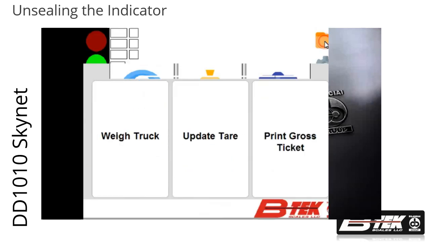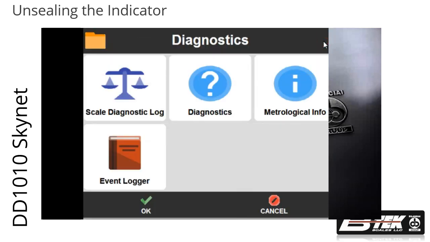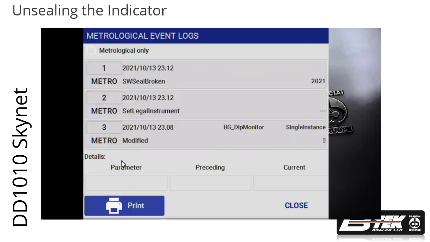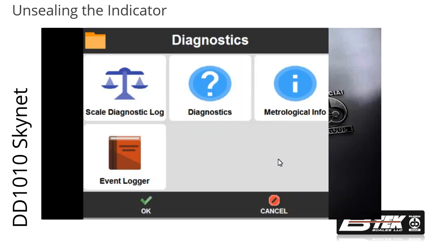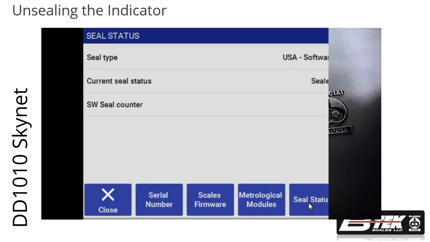We can also exit out to the weigh screen to see the same information. Start by clicking the yellow folder at the top right, Event Logger, and then click the checkbox. You can also click on Metrological Info, Seal Status, and if you're using a software seal, you'll have a seal counter. Right now we're currently at 1.